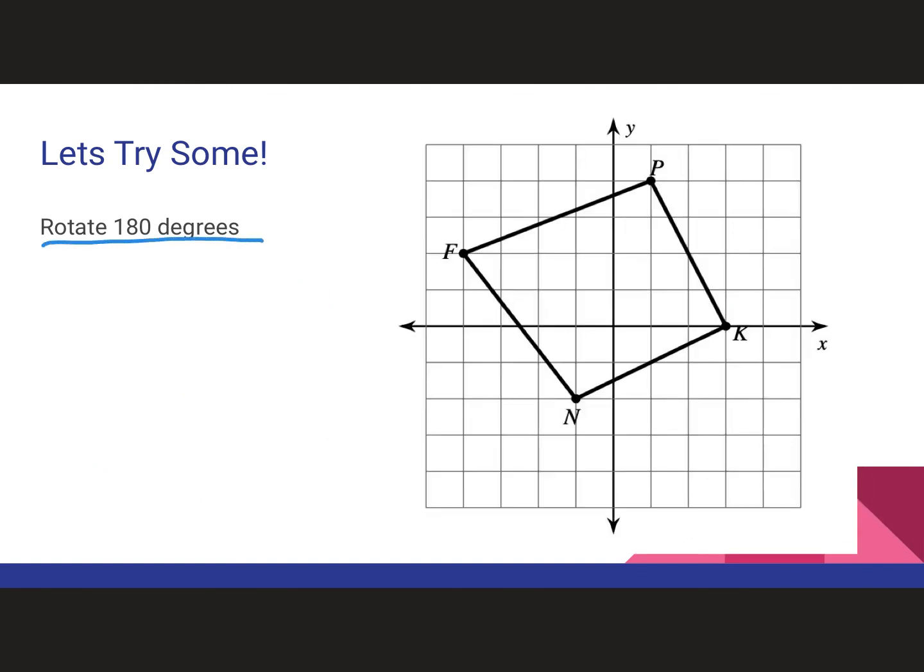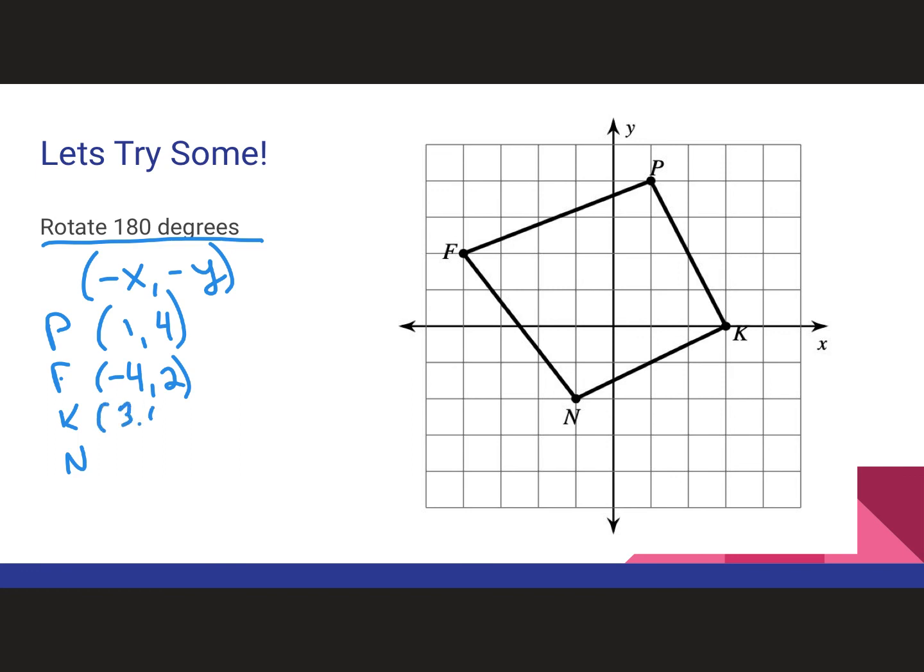Okay, last one. Again, we're going to rotate 180 degrees. But notice this one, all the points are in different quadrants, or sort of in different places. But we're going to do the exact same thing. It's still opposite x, opposite y. So let's start by naming all of our points. We have P, F, K, and N. P is at (1, 4). F is at (-4, 2). K is at (3, 0). And N is at (-1, -2).